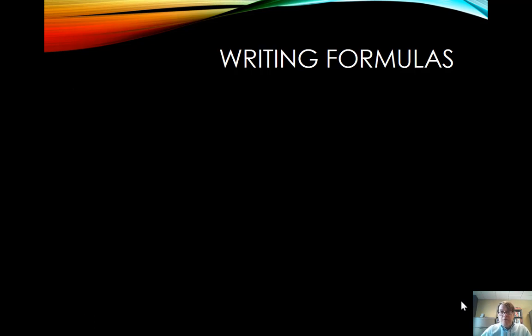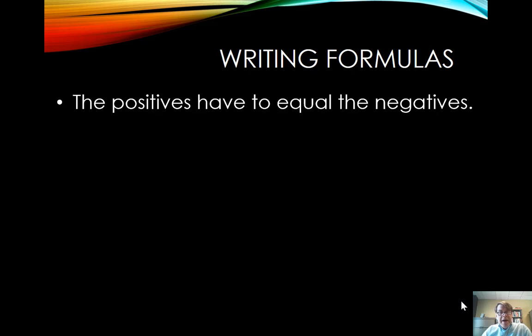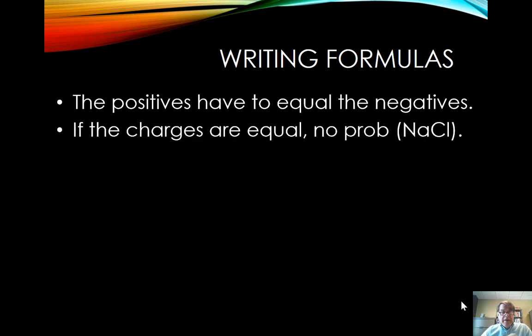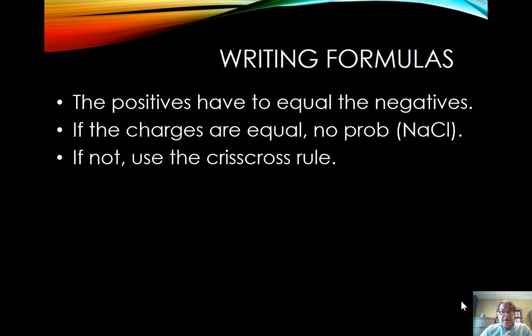Okay, writing formulas. So when we write formulas, the positives have to equal the negatives. And so NaCl is fine because Na is +1, Cl is -1. It equals out. It's great. If the charges are equal, therefore, in an ionic formula, it's very nice. It's easy. NaCl, like I said. Now, if they're not the same, then we use the crisscross rule.